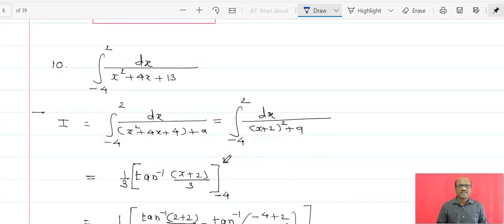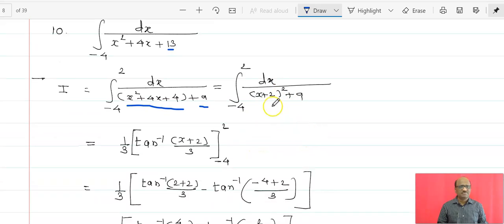Now the problem number 10. I is equal to integral minus 4 to 2 dx upon x square plus 4x plus 13. Again very simple. Now this x square plus 4x plus 13 can be written in the quadratic form. That is x square plus 4x plus 4. This is the perfect square of x plus 2 bracket square. But here is a 4, and we are given 13, so it is written as plus 9. Therefore integral minus 4 to 2 dx upon x plus 2 bracket square plus 9.